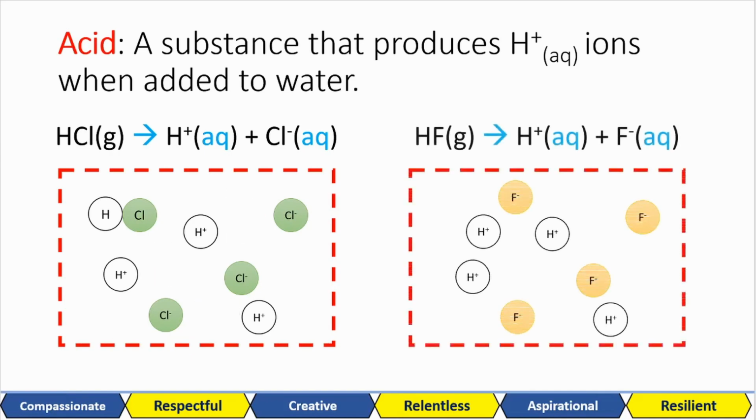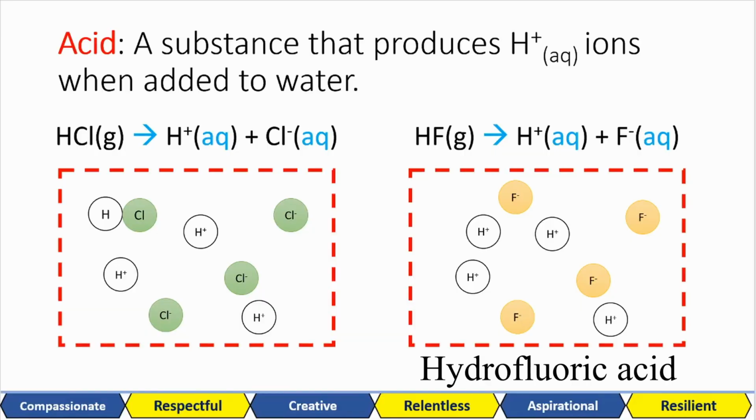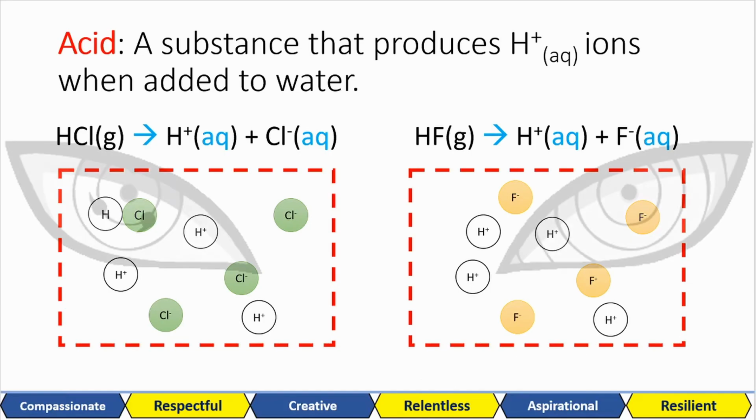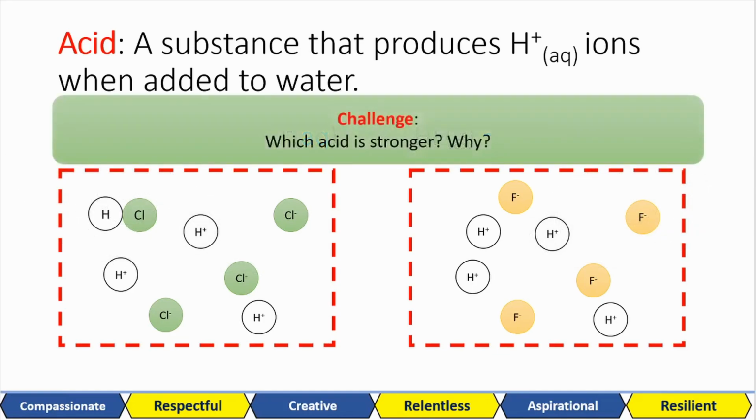Let's look at another example. Hydrogen fluoride. You see, hydrofluoric acid won't eat through plastic. It will, however, dissolve metal. This becomes hydrofluoric acid when dissolved in water. Look carefully at the acids. Which one is stronger? Pause the video and answer the question.